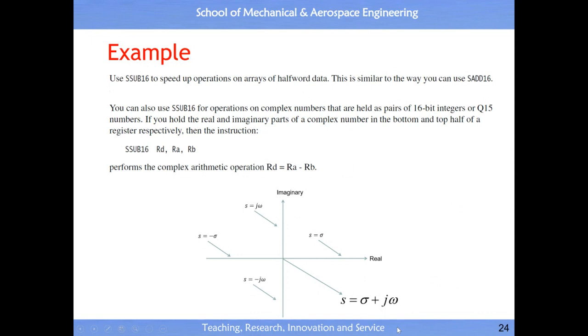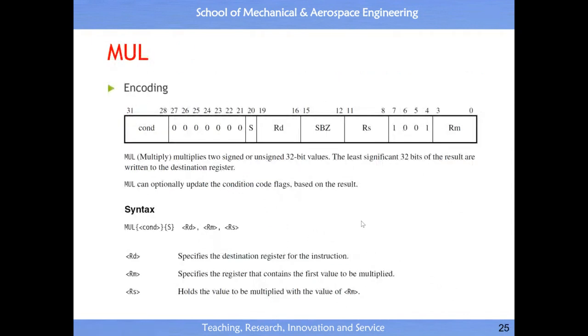Then when we do addition, usually addition means what? To add the real values together, to add the imaginary values together, then such addition or subtraction will occur on both with 16-bit. All right, okay, so this is the explanation. Okay, so the previous slide showed you the addition and the subtraction.